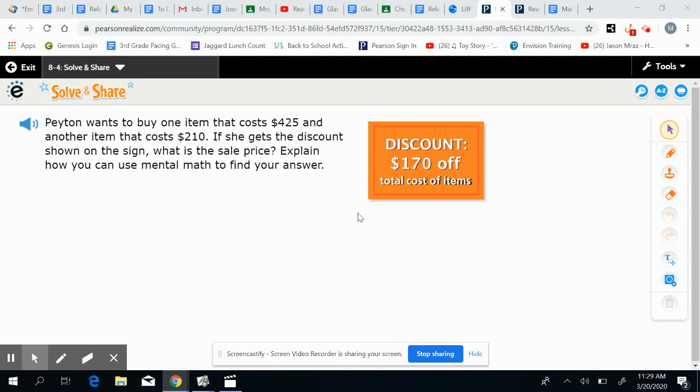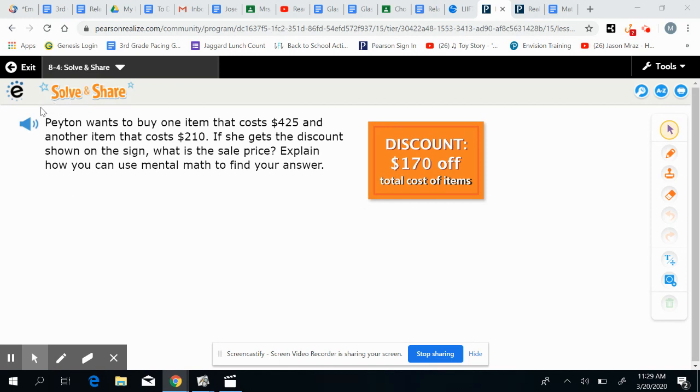We're going to get started with our math lesson for today. We are working on math lesson 8-4. We actually are today working on mental math subtraction. The other day we did mental math addition. So before we start, we will go over the solve and share.